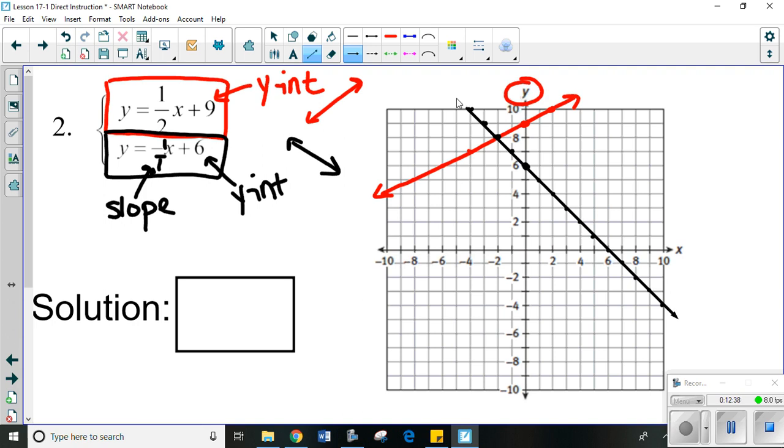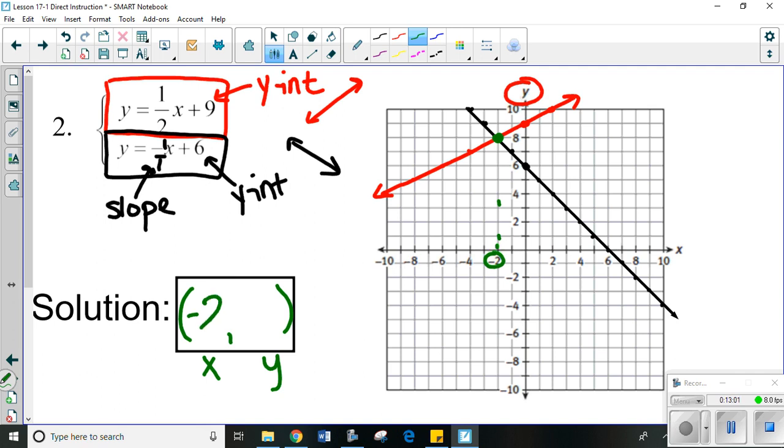And I see that these two lines intersect, so it would be one solution at this ordered pair. X, Y. So on my x-axis, I went left to negative 2. Does everyone see that? Coordinate point is at negative 2. And we went up to positive 8. So negative 2 comma 8 would be our solution point.